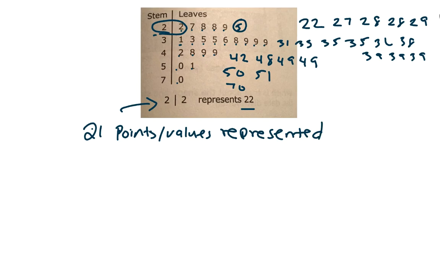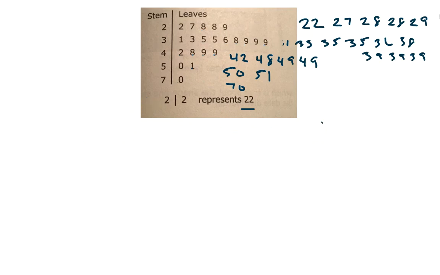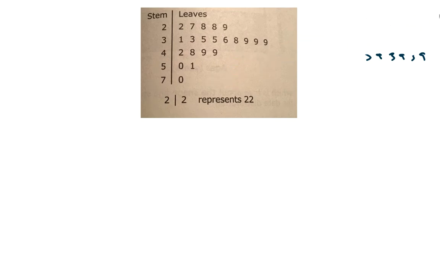Okay. So let me go ahead and erase this. I want to go ahead and write it neatly at the very bottom of this so that we can use this data for some analysis. So I'm going to go ahead and erase this real quick. And let's go ahead and write these points in numerical order below. So 22, 27, 28, 28, 29.